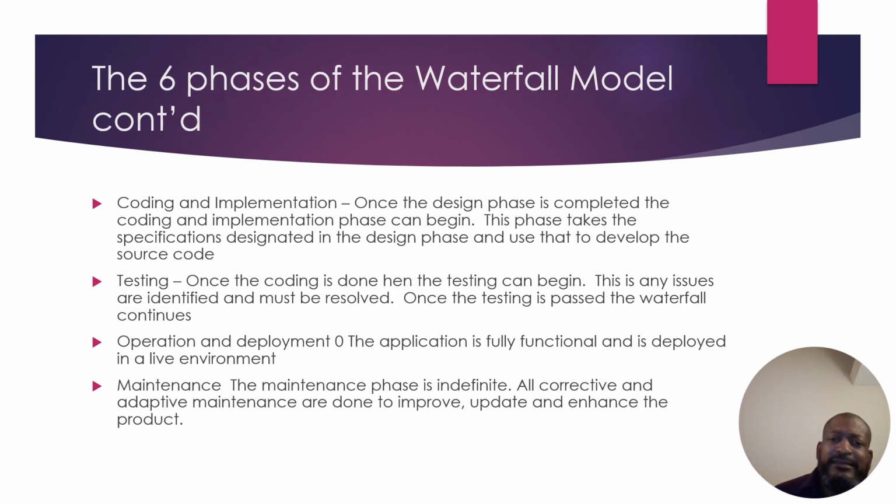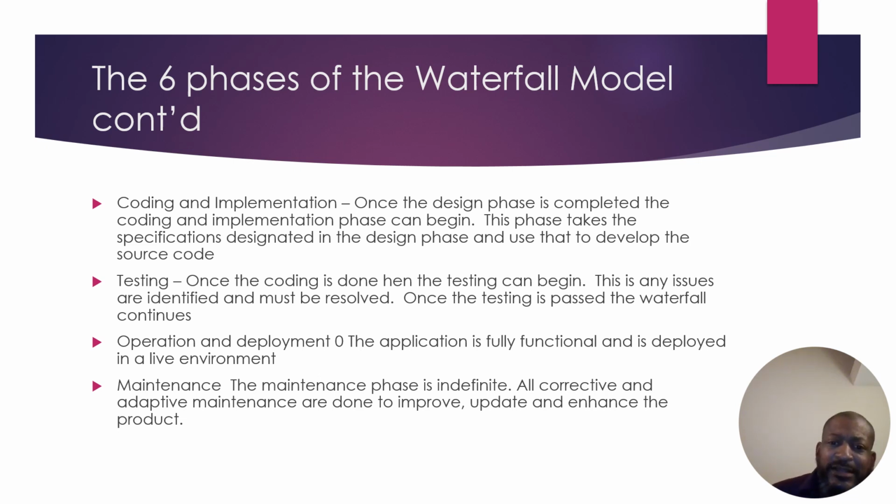You see how each step moves to the next step. You did the analyze, you did the design, and now you're working on the coding and implementation. Once the design phase is completed, the coding and implementation phase can begin. This phase takes the specifications designated in the design phase and uses that to develop the source code. So that phase is where your source code is developed, which takes us into the next phase, which is testing.